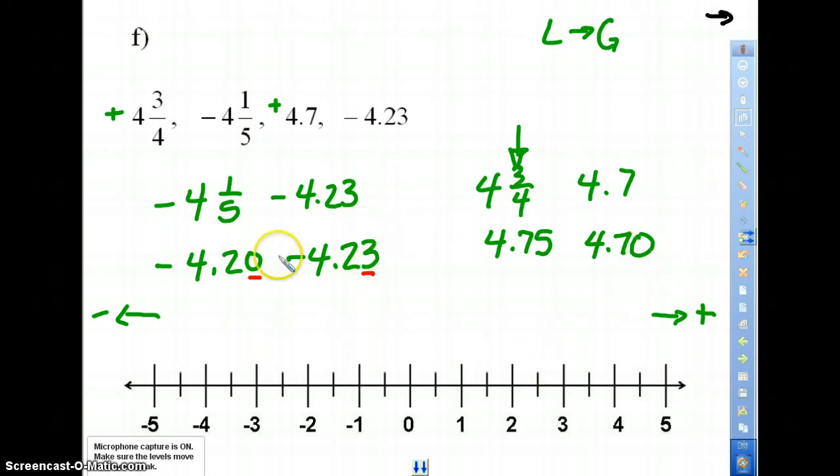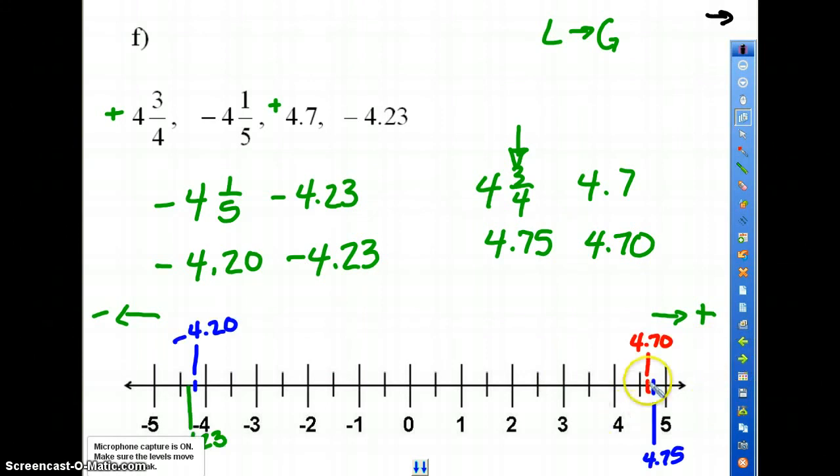I know these are bigger than those. I got to get them in the right order. Okay, so 4.75 is right here. 4.70 comes right before it. Negative 4.20 is closer to 0 than negative 4.23.